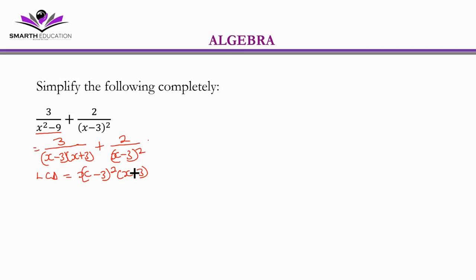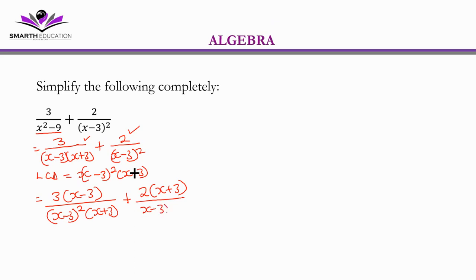Okay. So to this fraction, we have to multiply the numerator and the denominator by x minus 3. So it's going to be 3 times x minus 3 over x minus 3 times x minus 3, which is going to be x minus 3 squared, then x plus 3, then plus, then this one we have to multiply by x plus 3, so it's going to be 2, and then x plus 3 over x minus 3 squared, and then x plus 3.